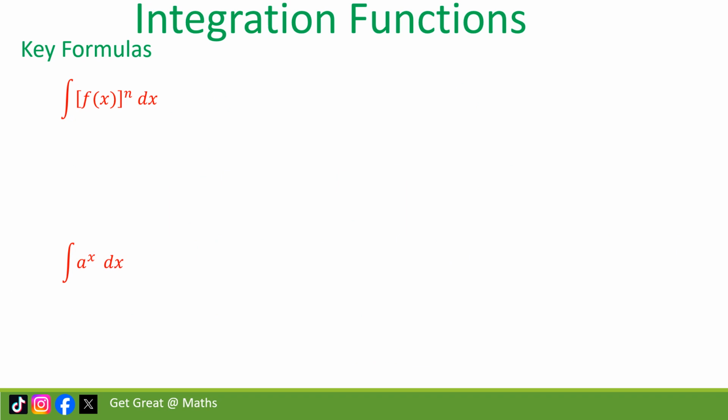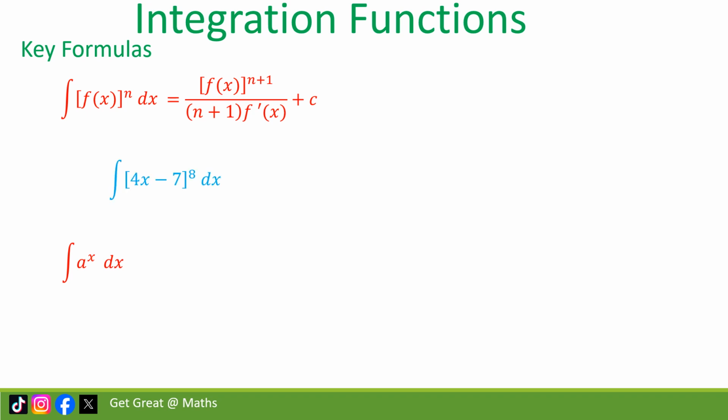We're going to look at integrating 2 more functions on this page. The first one, we're going to integrate the function f of x to the power of n dx. Now to integrate this, we need to add 1 to the power, divide by the new power, and then divide by the differential of f of x. So we write that as f of x to the power of n plus 1, divided by n plus 1, divided by the differential f dashed of x, plus c.